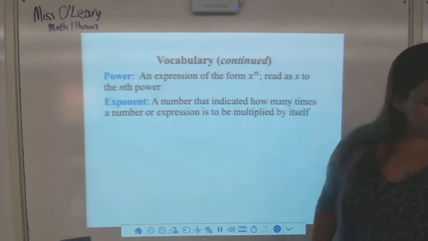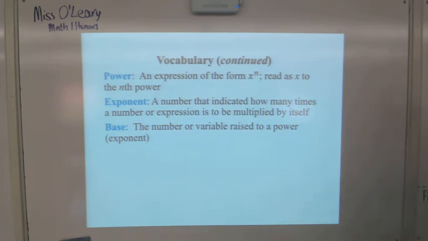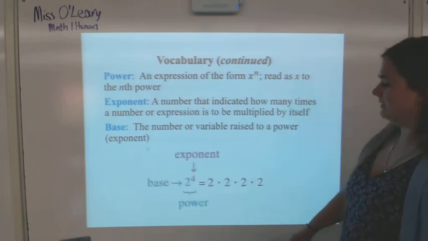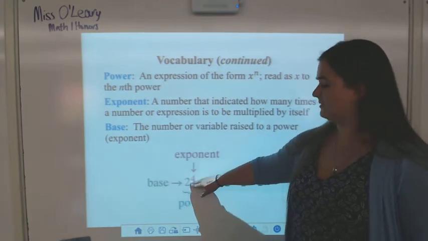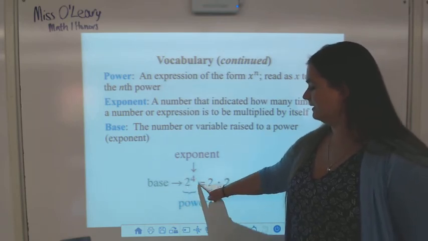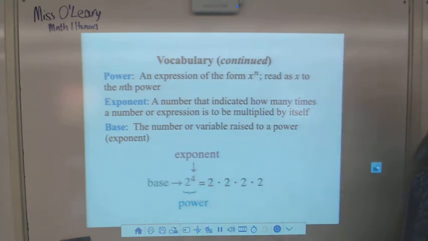Well, if I have those two terms, the last one that goes along with them is the base. When I'm talking about powers here, the number or variable that is raised to an exponent or raised to a power is called the base. An example with numbers would be if I have 2 to the 4th power, or 2 to the power of 4, I have a base of 2 and an exponent of 4, and I would call this entire term the power. 2 to the 4th tells me 2 times 2 times 2 times 2.